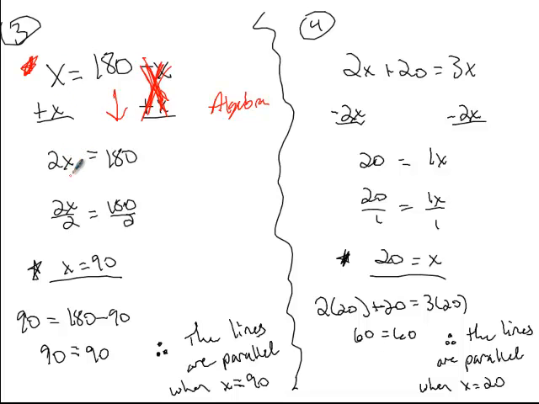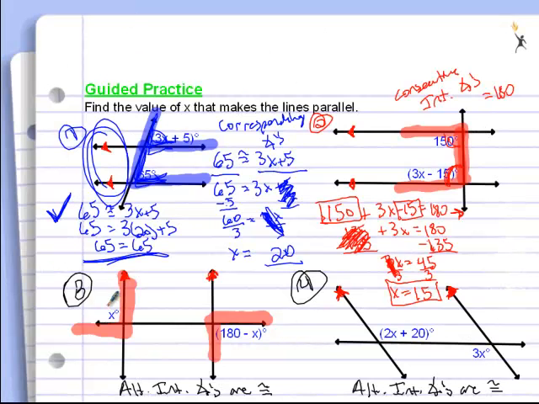Then I'm still looking to solve for x, so I'm going to divide both sides by 2. And when I do that, the 2's cancel out and I'm left with x equals 180 divided by 2 is 90. Well, then I'm going to check and make sure. The reason I have to check is because if this angle and this angle aren't congruent, then I can't say the lines are parallel.